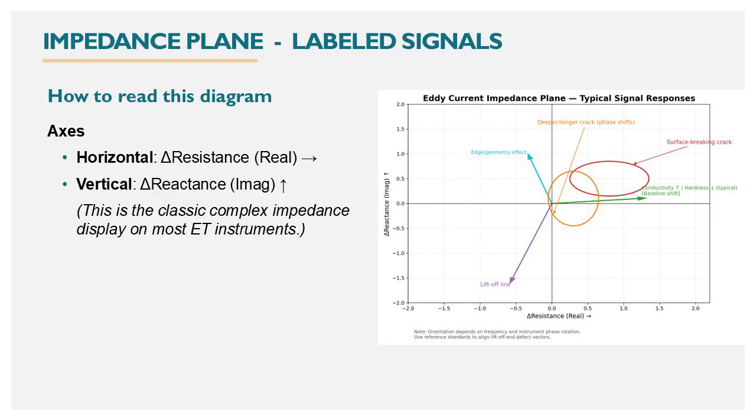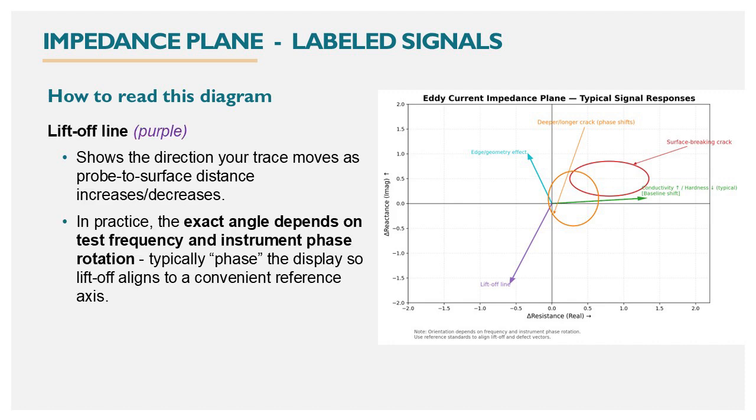Impedance plane, labeled signals. How to read these diagrams. Axis: horizontal is for differential resistance or real, vertical is for differential reactance or imaginary. This is the classic complex impedance display on most ET instruments. Lift-off line, impedance plane, in this diagram labeled with purple color. It shows the direction your trace moves as probe to surface distance increases or decreases. In practice, the exact angle depends on test frequency and instrument phase rotation. Typically phase the display so lift-off aligns to a convenient reference axis.